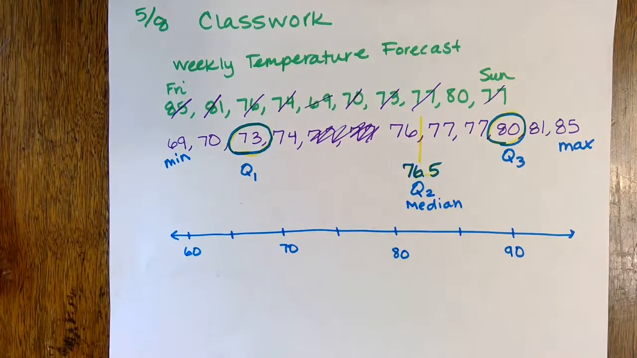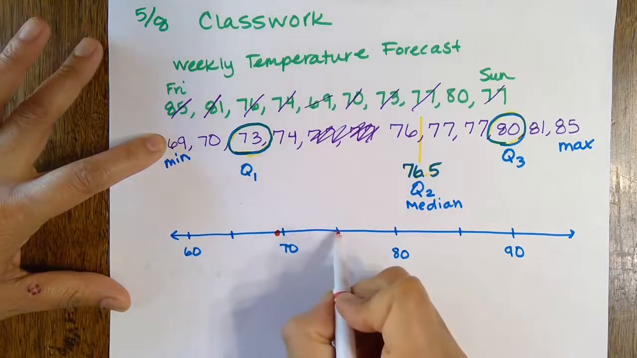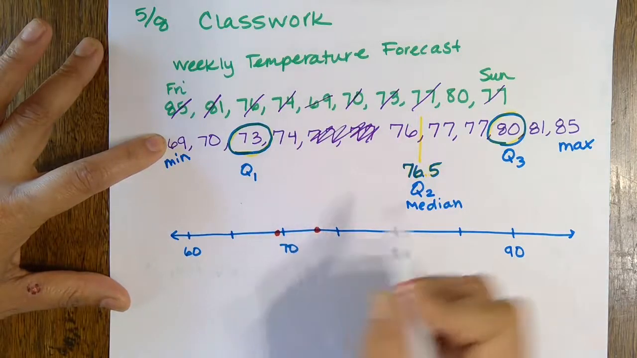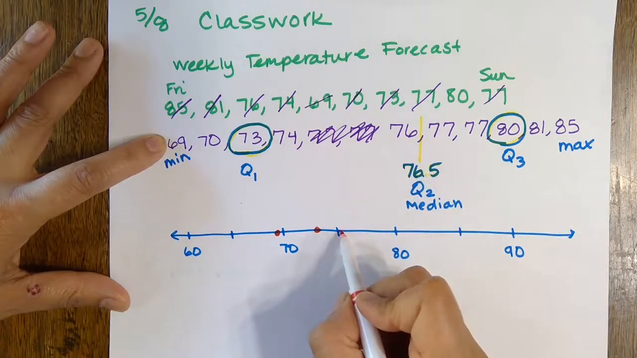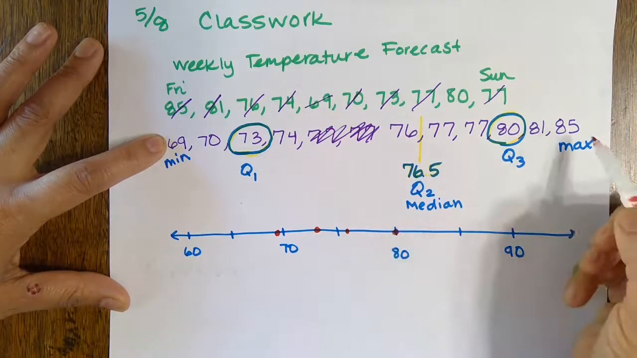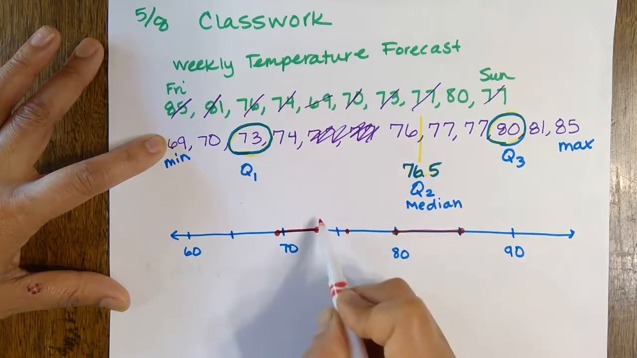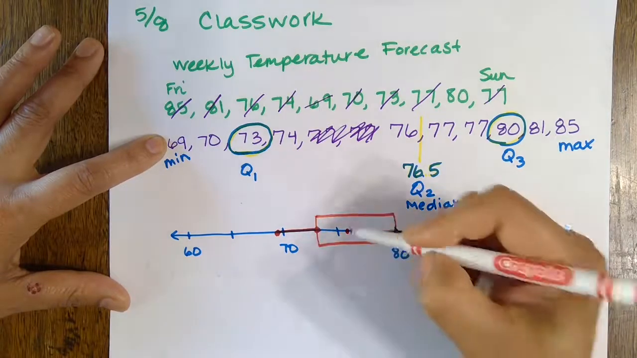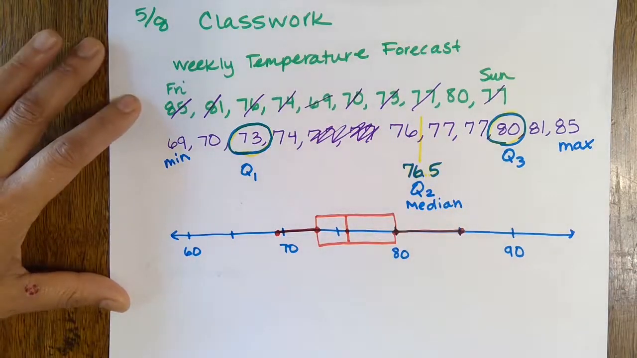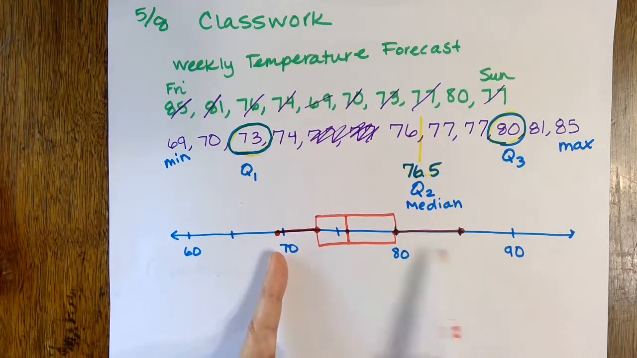Now I'm going to put all these points in. And my minimum is 69, so it's right there. Quartile 1 is at 73, so 1, 2, 3, it's about right there. My median is 76.5, so it's about right there. And 80. And my max was 85. So these become the whiskers. Okay, it looks like that. So what does that tell you? Oh, okay, it tells you that the temperature for the following week is pretty much between the 70s and 80s. So pretty good weather, all right?